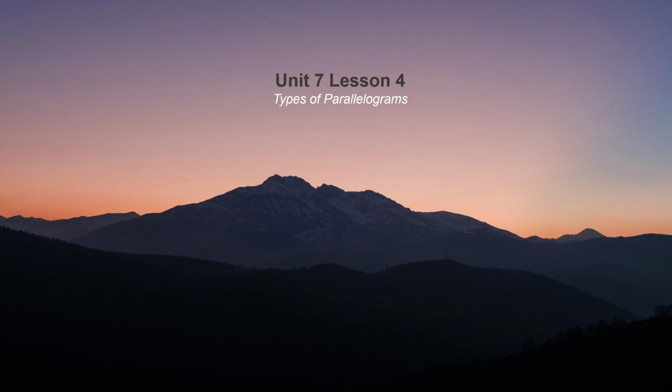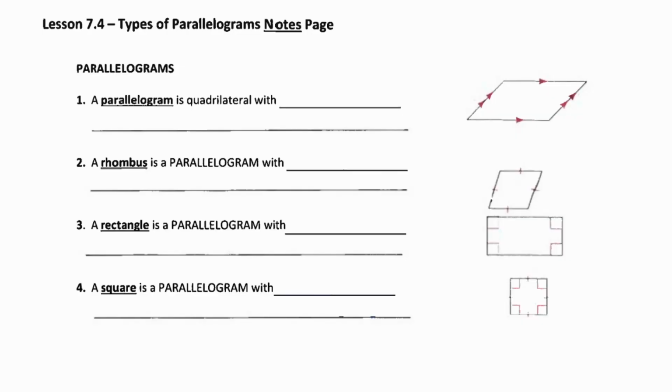So let's go ahead and get started. A reminder, our definition of a parallelogram is a quadrilateral with both pairs of opposite sides being parallel. And we went over in our last lesson a few properties that they have. So things like their diagonals bisect one another, opposite sides are congruent, opposite angles are congruent. And we can have some more specific shapes that are still parallelograms but have some additional features.